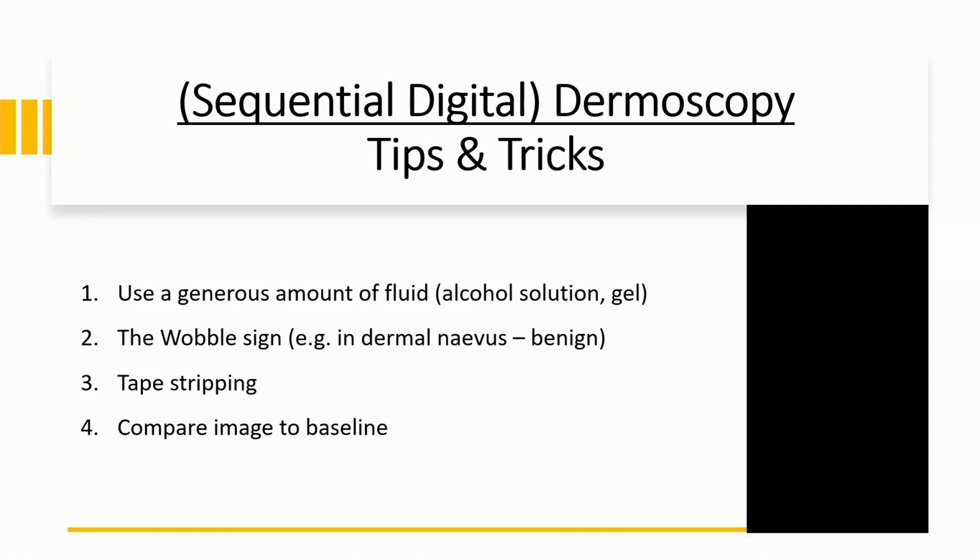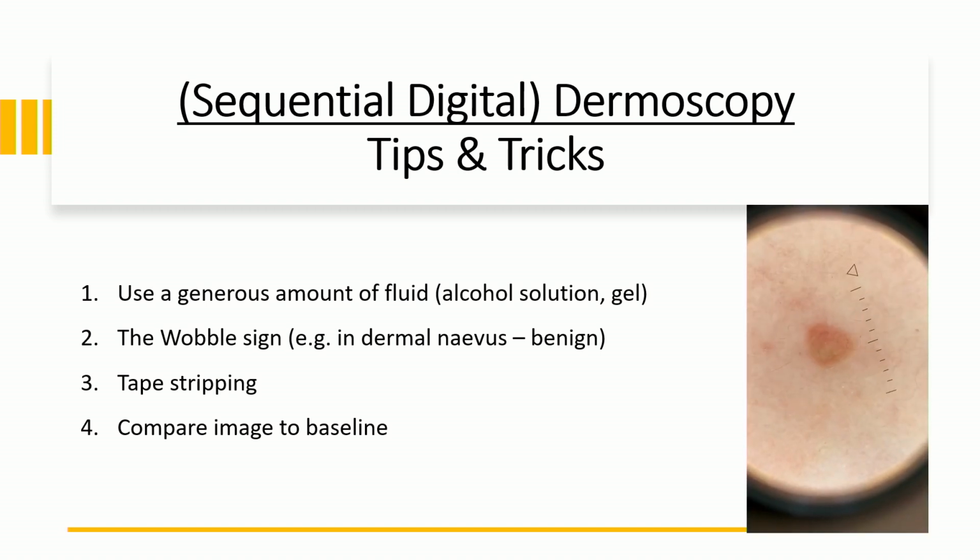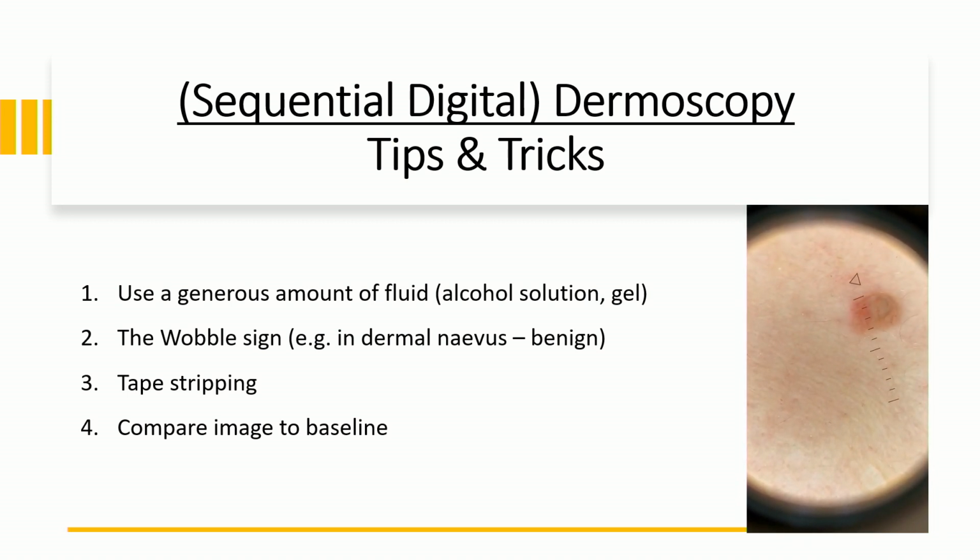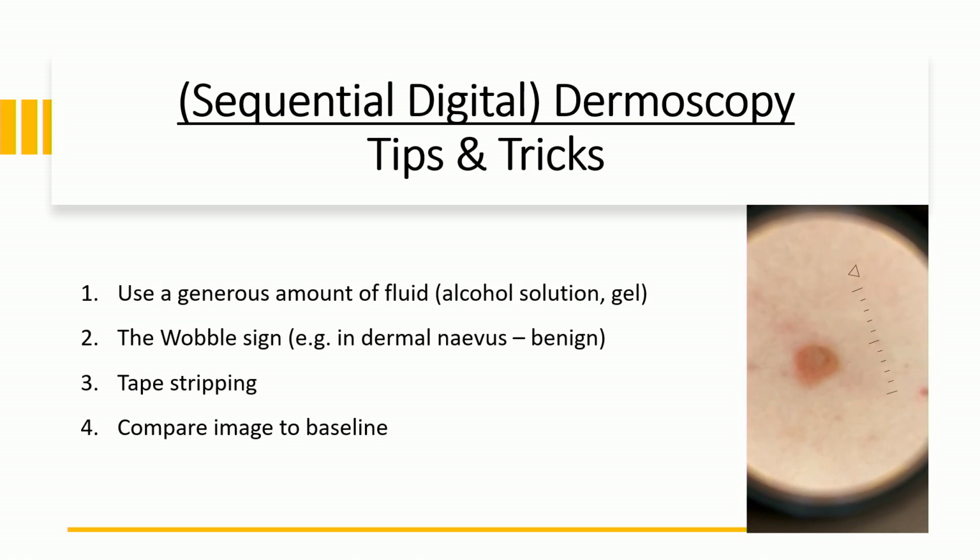Here are tips and tricks I have learned if you ever get a chance to play around with one of those sequential digital dermoscopy machines. Use a generous amount of fluid, alcohol solution or gel, because we need really good picture definition. Sometimes if you don't use a good amount of gel, the quality is not good. It produces a fake white coloration, and you don't know if that's concerning or if the picture just hasn't been taken well. So it's really important.